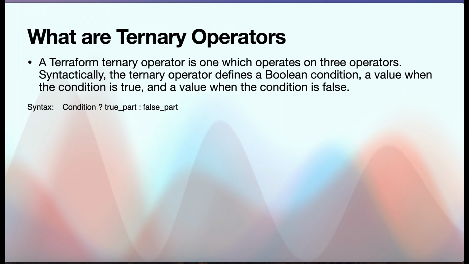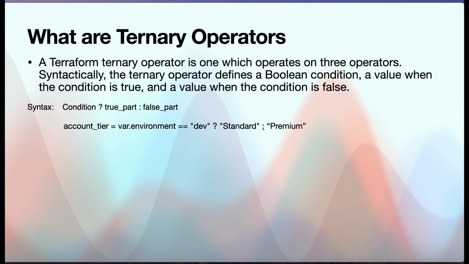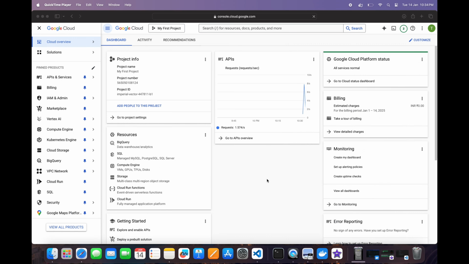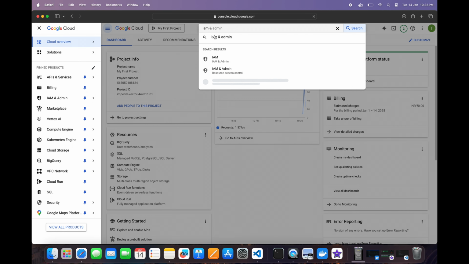A ternary operator is one which operates on three operands. Syntactically, the ternary operator defines a Boolean condition, a value when the condition is true, and a value when the condition is false. Let's jump on Google Cloud Console to demonstrate how the Terraform ternary operator works.